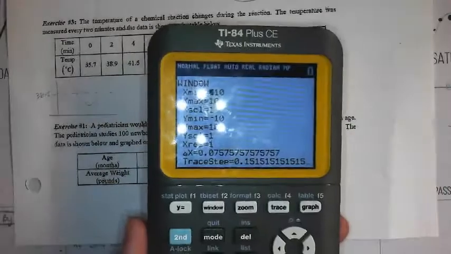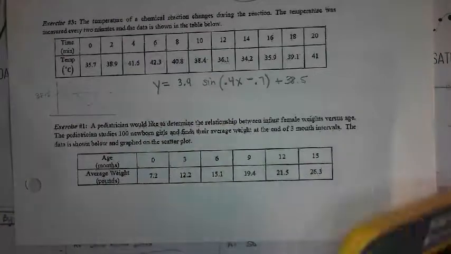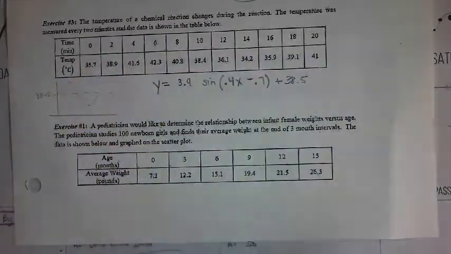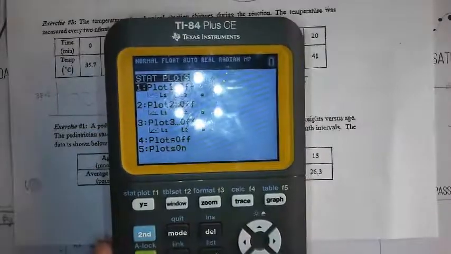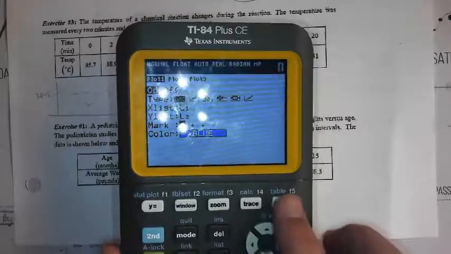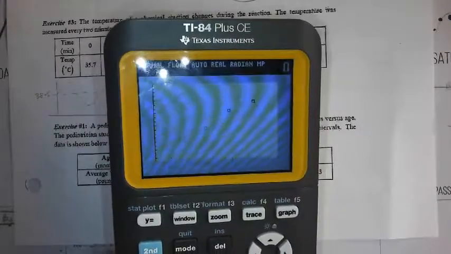0 to 15 for age. And my lowest weight, 7, to my highest weight, 26. Did I turn my stat plot on? I'm on a new calculator now. Enter, graph. There it is. It's hard to see, isn't it?